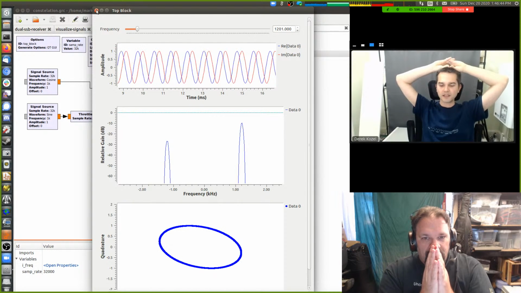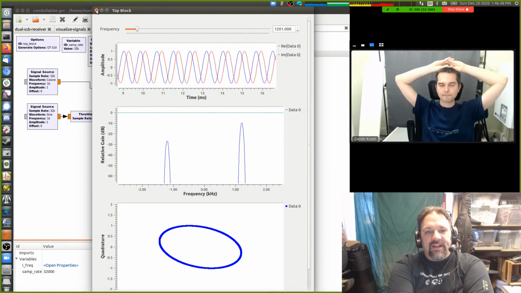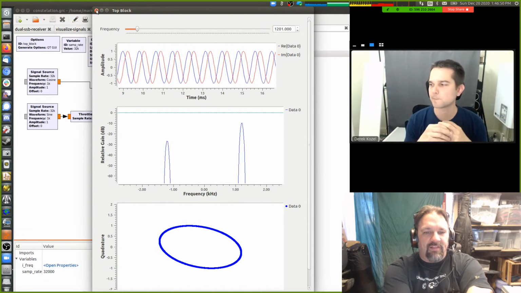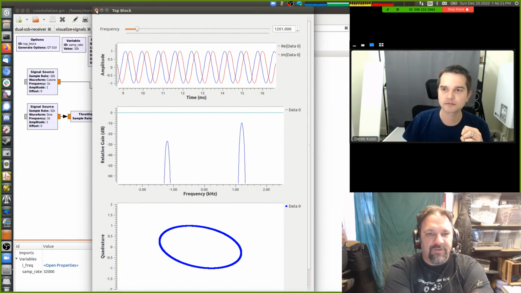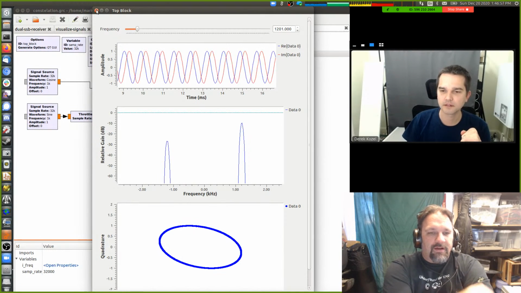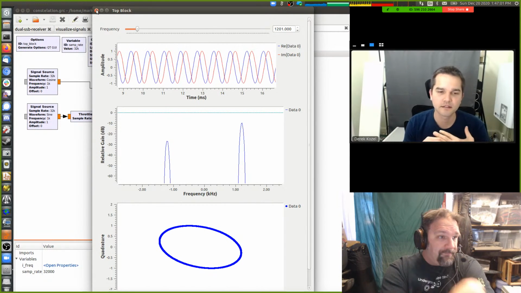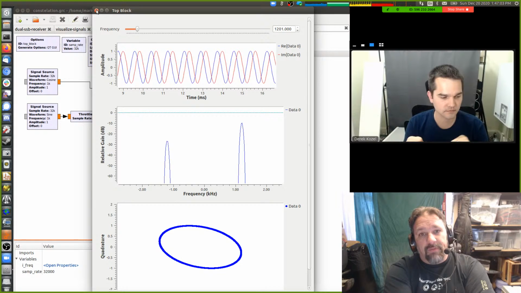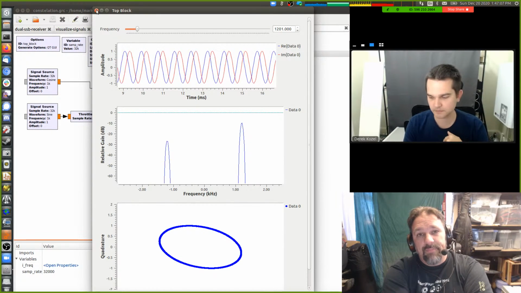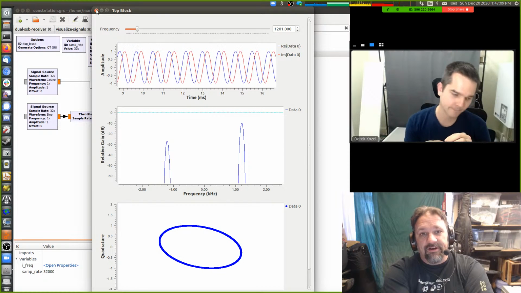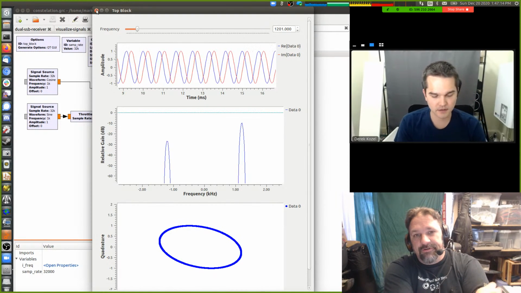Sorry, so what do you want to get out of this? I want to understand, we've been talking a lot about the math of IQ and how to view them and all that. I'm still not grasping what a 1 kilohertz audio tone modulated up to 7.168 megahertz looks like on an IQ. That's the part that I'm still trying to grasp.